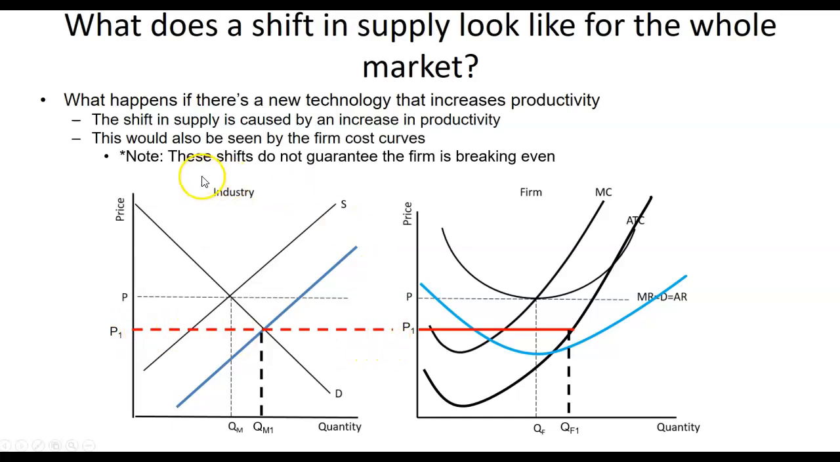One thing to note is these do not guarantee break-even points. This is why College Board doesn't typically ask about these, because you don't know the magnitude of the shifts. What could definitely be asked about is, one, what's happened to the price? No matter what, the price is going to decrease. Two, what's happened to the market output? Well, the market output's increased. What's happened to the firm output? Well, that's also increased. But I can't actually say for certain if I'm producing at a profit, loss, or break even. I don't actually know what this is. Okay.